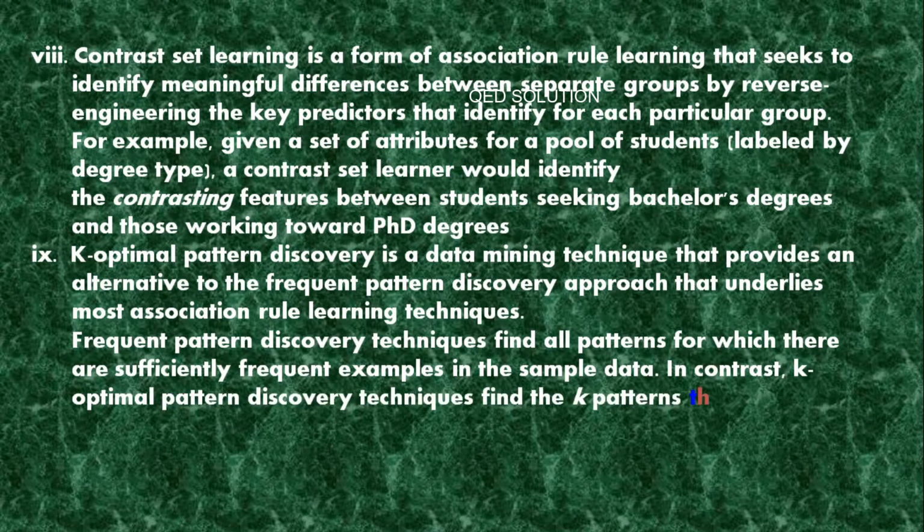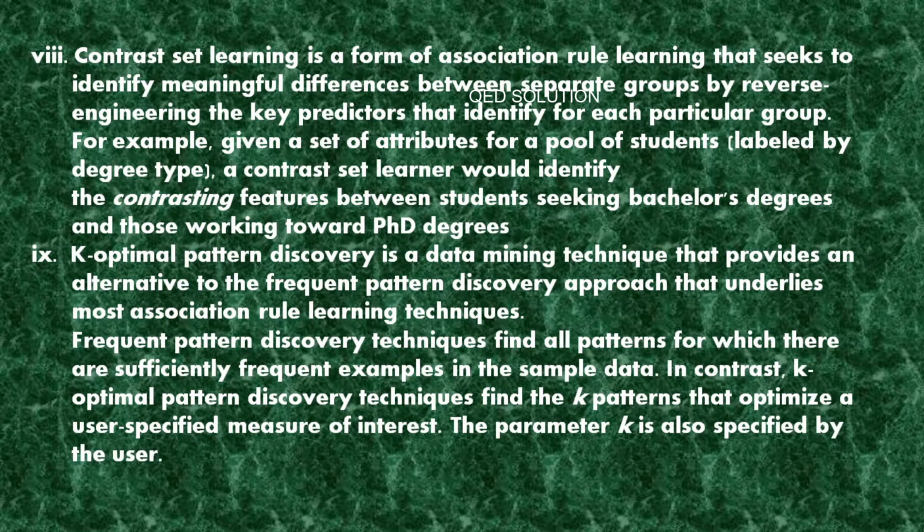9. K-optimal pattern discovery is a data mining technique that provides an alternative to the frequent pattern discovery approach that underlies most association rule learning techniques. Frequent pattern discovery techniques find all patterns for which there are sufficiently frequent examples in the sample data. In contrast, K-optimal pattern discovery techniques find the K patterns that optimize a user-specified measure of interest. The parameter K is also specified by the user.